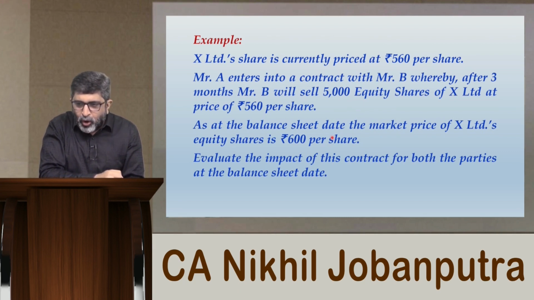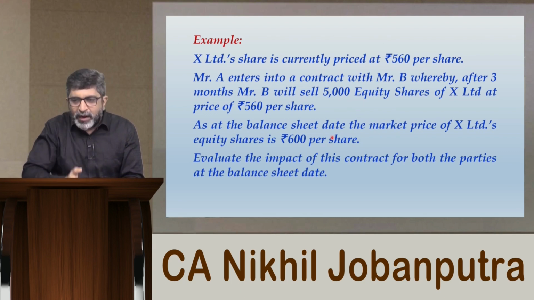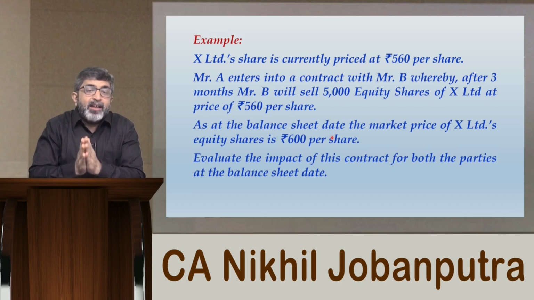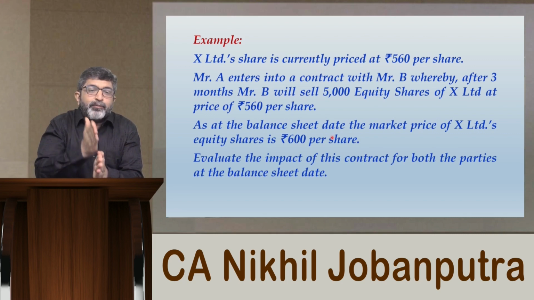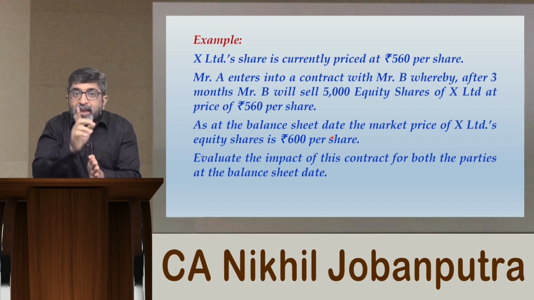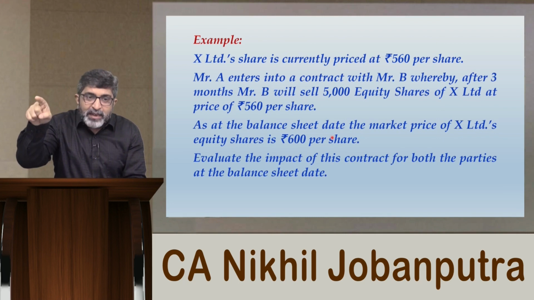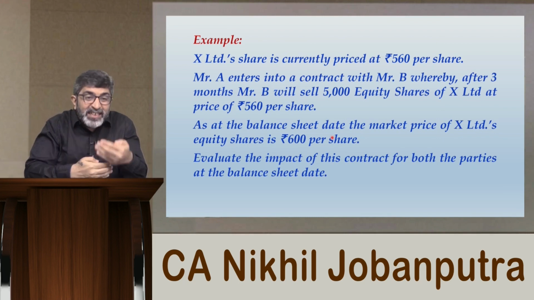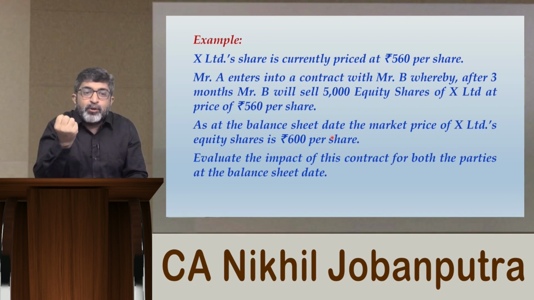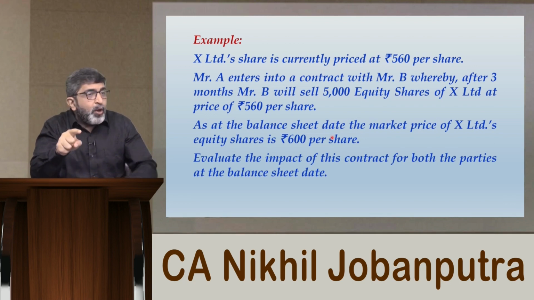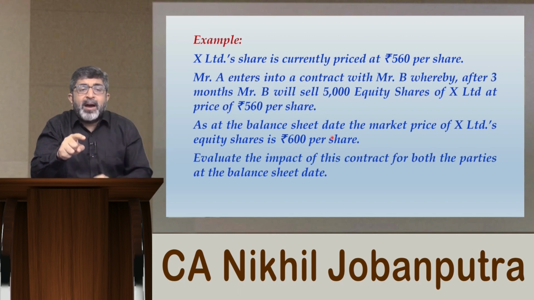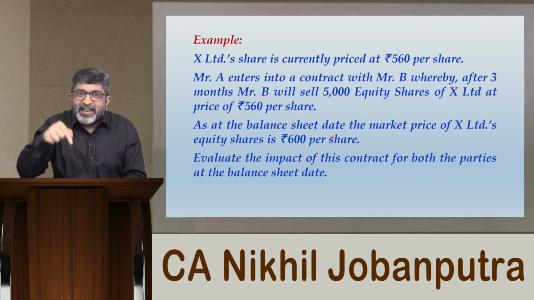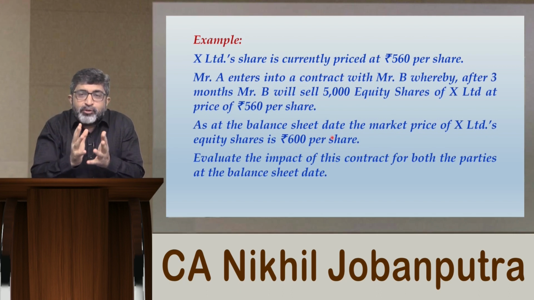Of course, you all are correct that A has an advantage. You can easily understand A has the advantage. Why? Because the contract price for purchase is 560 and the prevailing market price is 600. So at the balance sheet date, how will A perceive this? That he has a right to buy these shares at 560 where the prevailing market price in the open market is 600. If A has this as an advantage, now what advantage do you find?